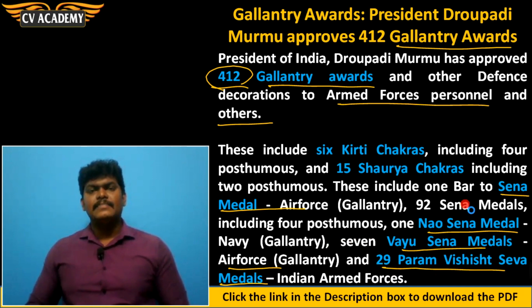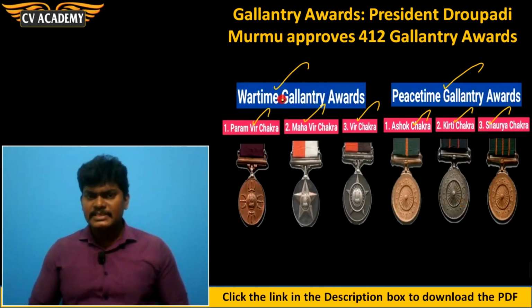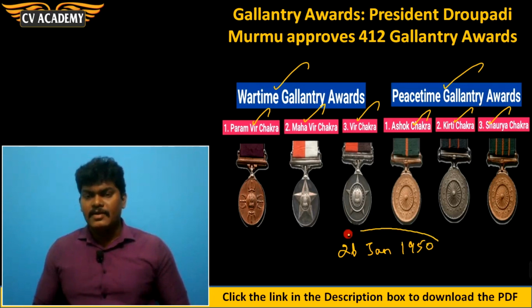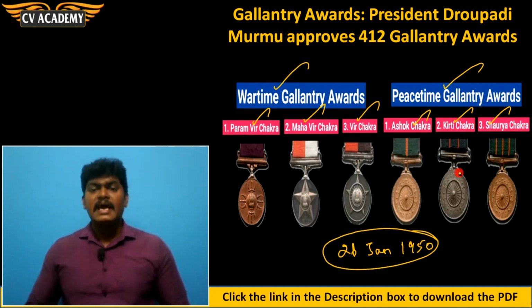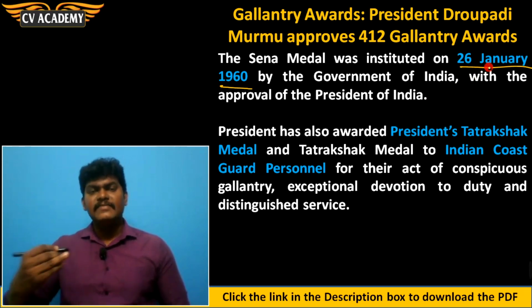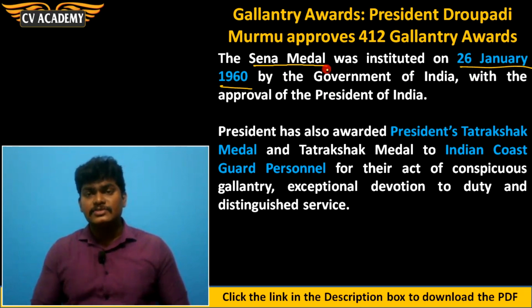Actually, previously the Wartime Gallantry Award and Peacetime Gallantry Award were given from 26th January 1950, that is from Republic Day onwards, every year. After that, in 1960, that is after 10 years, from 26th January 1960 onwards, the Sena Medal is also given by the Government of India, by our President.